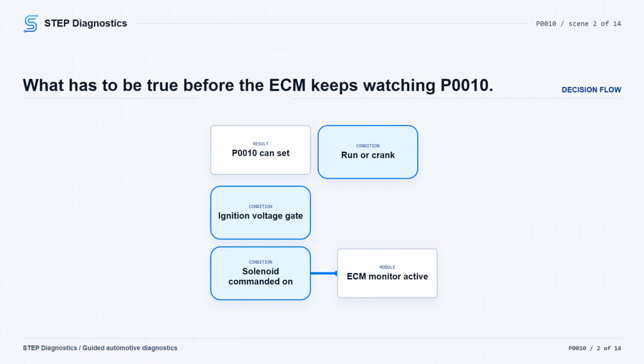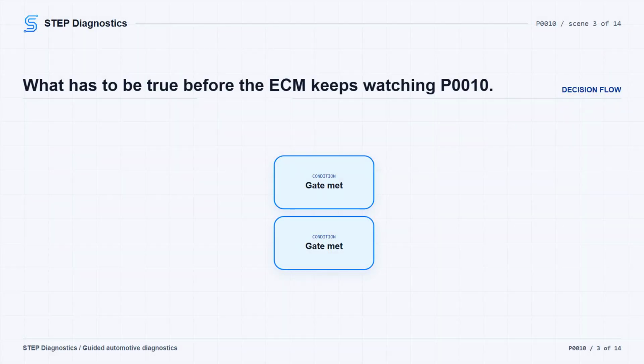For P0010, the monitor runs with the camshaft position actuator solenoid valve commanded on, the ignition switch in run or crank, and ignition voltage greater than 11 V. Once those gates are met, it runs continuously. The code sets when the commanded state does not match the actual state for greater than 5 seconds. That is why this diagnosis is built around command, response, and the integrity of the control and low reference circuits.